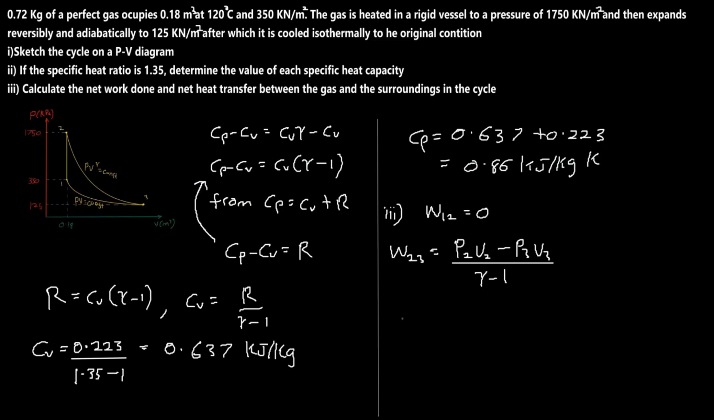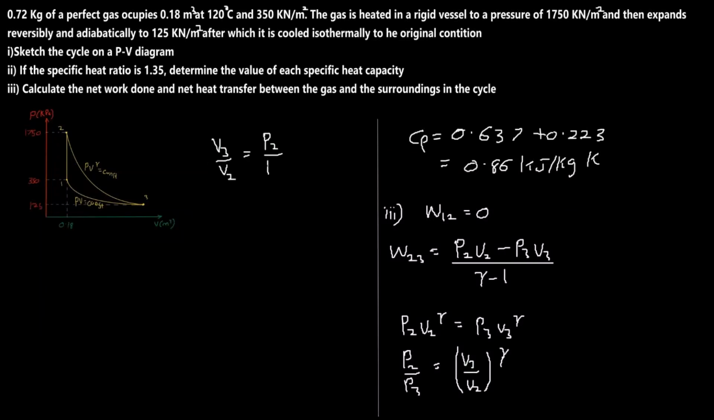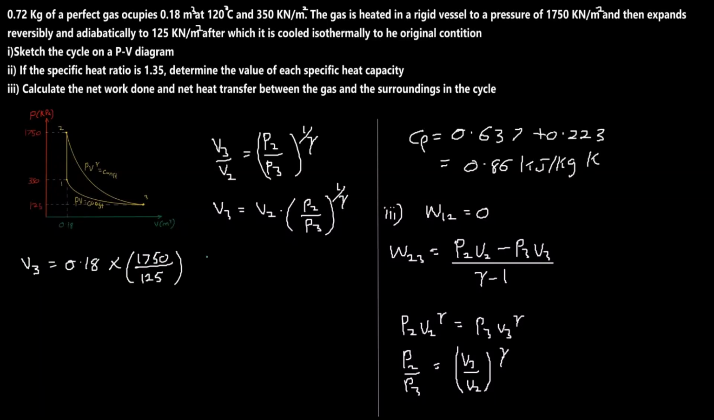We know all the values here except V3. P2V2 to the power of gamma equals P3V3 to the power of gamma. So P2 divided by P3 equals V3 divided by V2 to the power of gamma, or V3 divided by V2 equals P2 divided by P3 to the power of 1 over gamma. So V3 equals V2 times P2 divided by P3 to the power of 1 over gamma. And from this, we obtain V2 as 1.27 meters cubed.